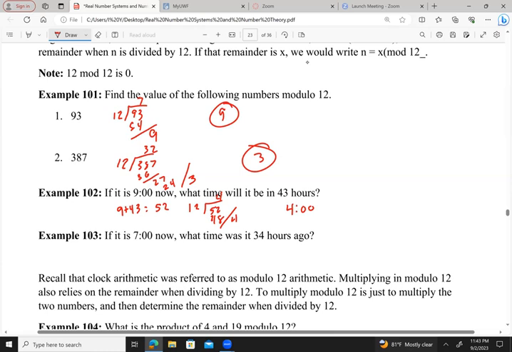If it's 7 now, what time will it be in 34 hours? So again, 7 plus 34 gives us 41. 12 into 41 is 3, 36 with a remainder of 5. 5 o'clock.